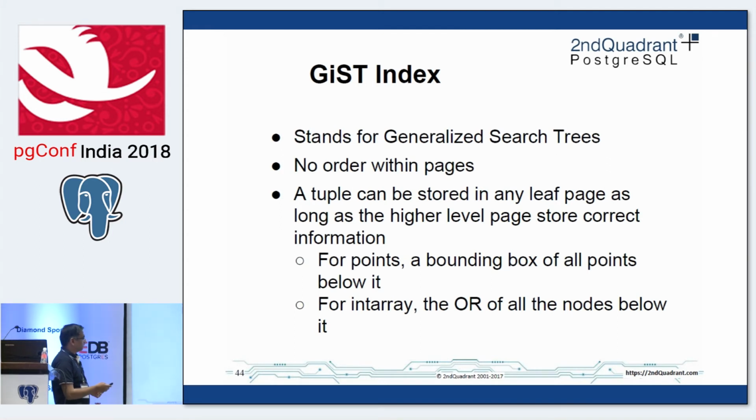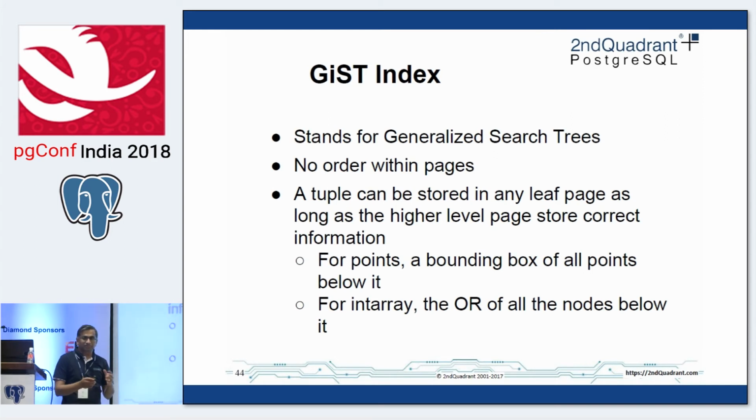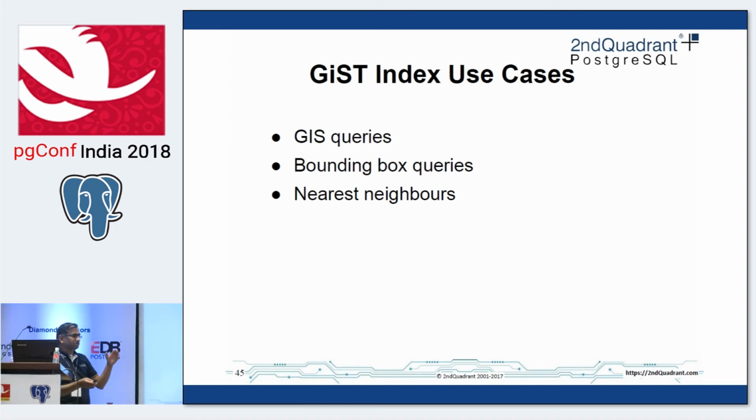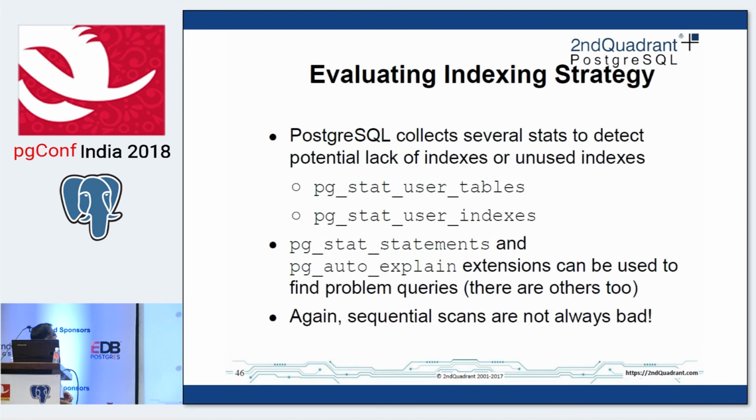Probably not enough time to get into any of those details. These are called generalized because Postgres offers you an extensible mechanism by which you can create your own search trees using GiST. They are used for GIS queries and nearest neighbor queries. These are multi-dimensional queries which a B-tree, a hash index, or a BRIN would never be able to support. GiST is the way to go there.